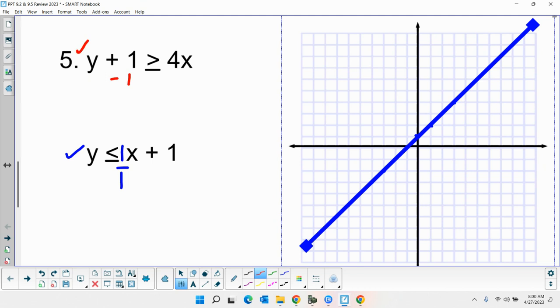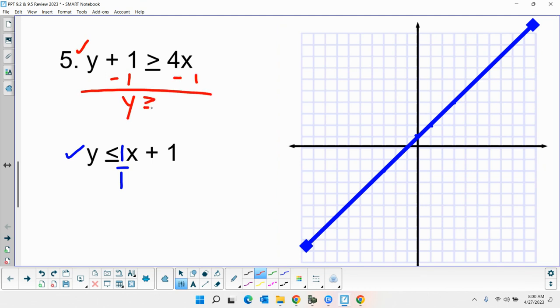So I have to subtract 1 first. And remember, tomorrow, if you have to manipulate, you got to get y by itself. If you divide by a negative, what do you got to remember? Reverse your inequality symbol, right? All right, so -1 is our y-intercept here. And our slope is up 4 and over 1. 1, 2, 3, 4 over 1. 1, 2, 3, 4.